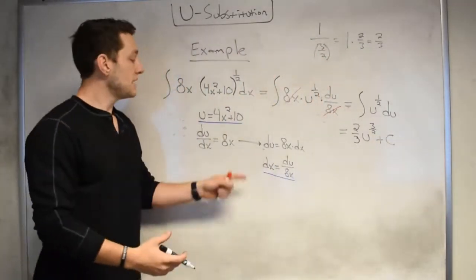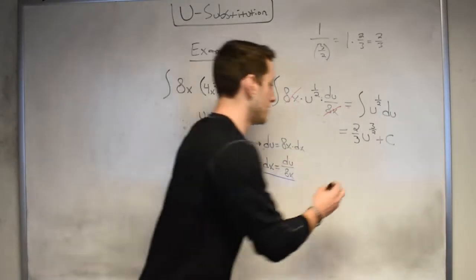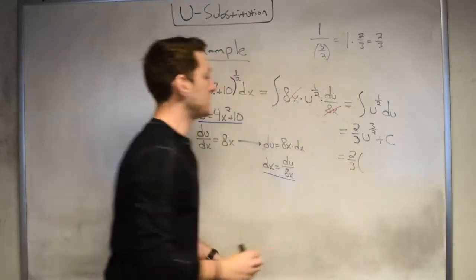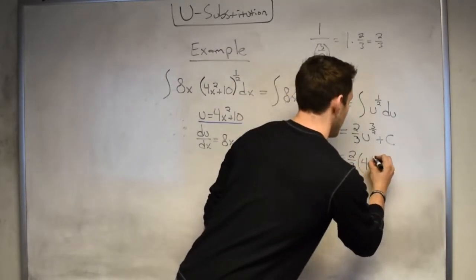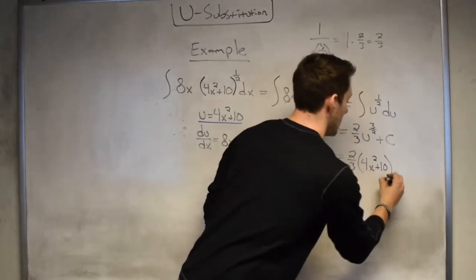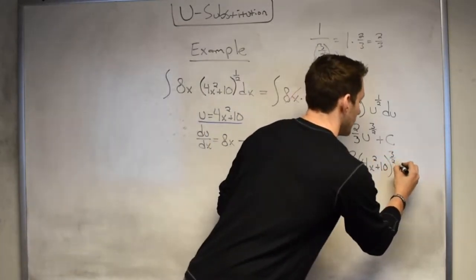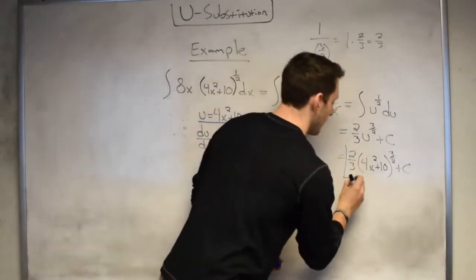From there, we need to go ahead and translate our problem back into the original language. So ultimately our answer will be 2/3 times, plug back in for u, 4x squared plus 10, all raised to the 3/2 power plus c. And that really is our final answer.